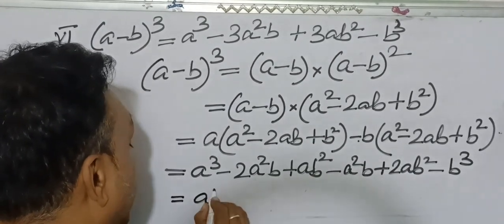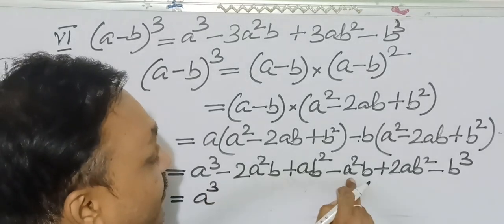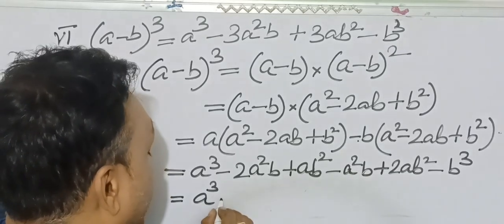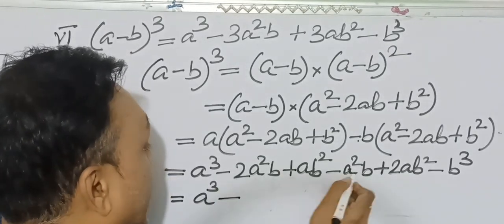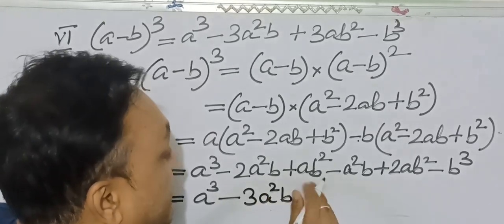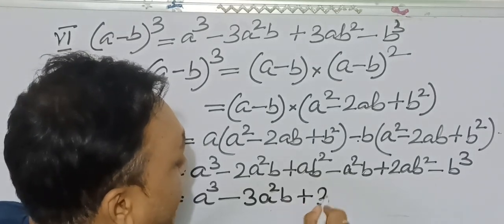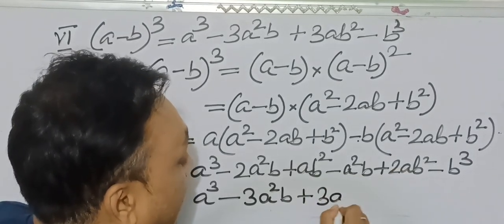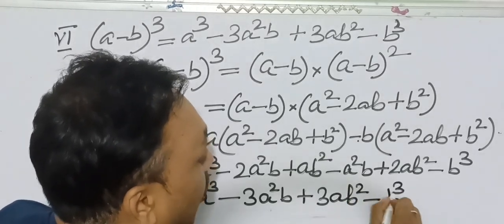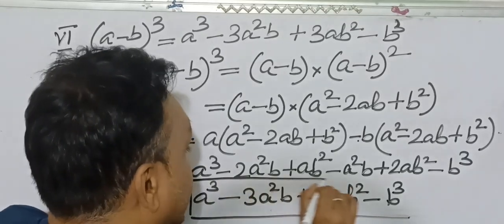That is a³, this is a single term. Now see here, −2a²b is similar to −a²b. So these are like terms, so we can simplify. We can write 2 and 1, that is −3a²b. Similarly, these and these are also like terms, but they are plus. So plus 2 plus 1, 3ab², minus b³. So this is our identity number 6.